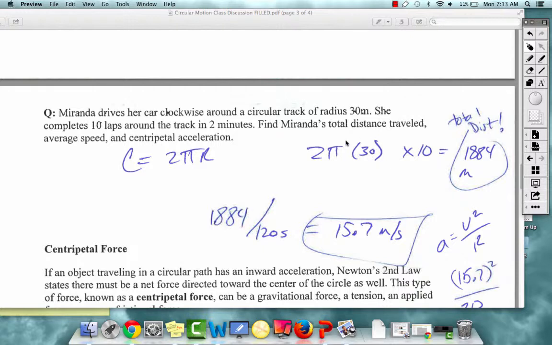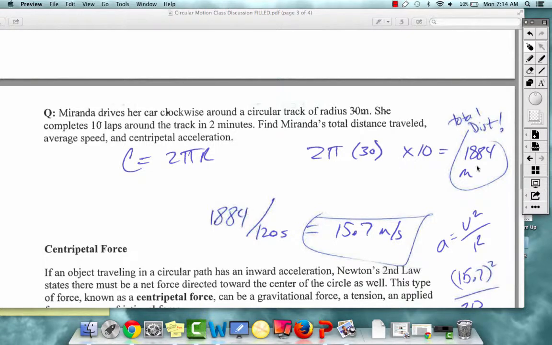Now I kind of jumped ahead a step, because it says she goes around this track 10 times. So I multiply this quantity by 10. So that must be about 188 meters to go around once. So 188 times 10 is about 1,884 meters. Hopefully I didn't lose you here in the math, but basically once around the track would be about 188 meters, but she goes around it 10 times, so I'm going to multiply that by 10. Then I say to myself, this is the total distance traveled right here, 1,884 meters.